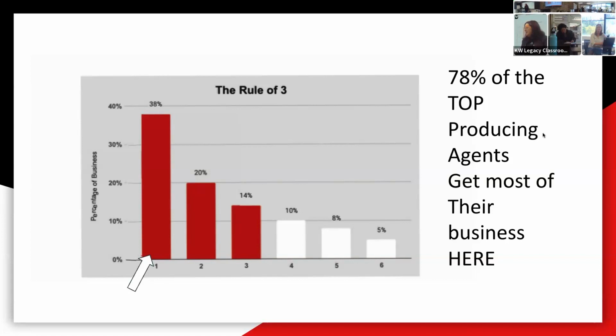78% of the top producing agents across the nation get most of their business from three sources. Now, I'm going to say the three sources. Two of them have held true for like 10 years now, 20 years if I'm correct. One of them actually replaced something else about a year ago. When I say these three, this does not mean that you personally have to use these three as yours, but you do need to choose three, which you're going to do in just a few minutes. So the very first one, for those who did not just look at the screen, does anyone want to guess what the first one is? Top source nationwide, top producers get their business from.